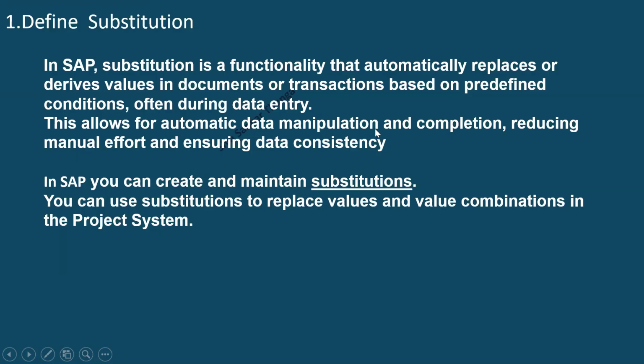This allows for automatic data manipulation and completion, reducing manual effort and ensuring data consistency. Let us say, for example, I want to maintain the profit center in 90 WBS elements for the profile INDH that we created. Manually, I would have to do a mass change, or if I don't know that option, enter it one by one if the profit center is blank. Whereas if I write the substitution, then while saving, the system will fill the profit center field automatically based on the substitution prerequisite. Once the prerequisite is met, it will fill the profit center value automatically.